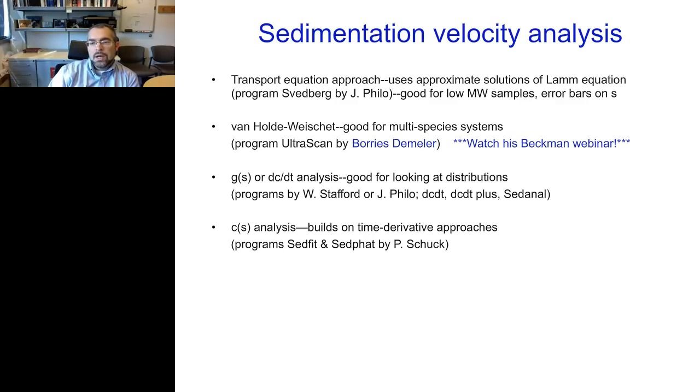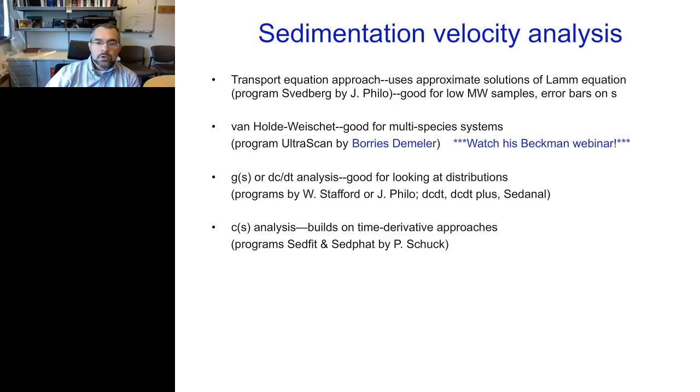We have to assess boundary conditions and have various assumptions or simplifications to allow it to be approachable from a computational perspective. But there are a number of programs that have done very nice jobs of using the Lamb equation and fitting the data to that.